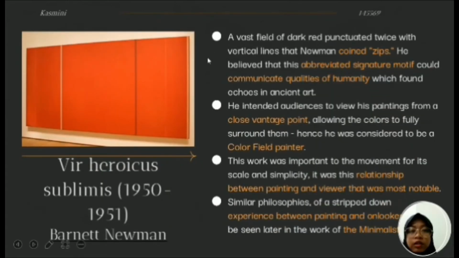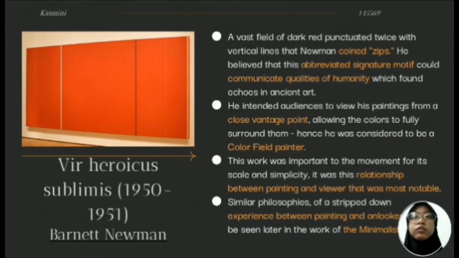And one of his artworks that I picked is titled Vir Heroicus Sublimis, produced in 1950, and this artwork was translated as Man, Heroic and Sublime, with the size of 95 inches by 213 inches. This painting was also one of the largest paintings he had produced at that time. In completing this artwork, he had already produced many other experimental artworks at the same time.